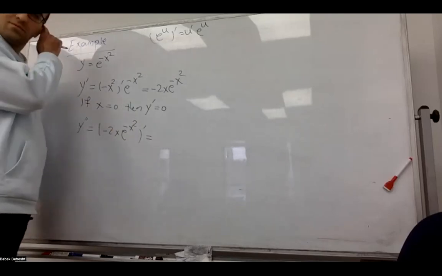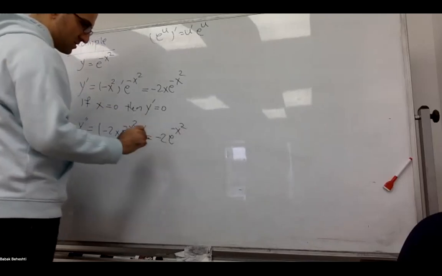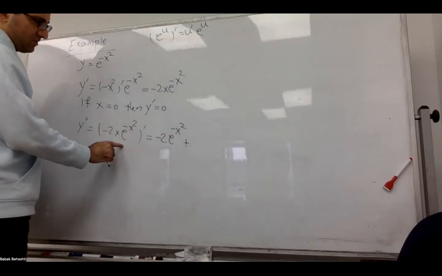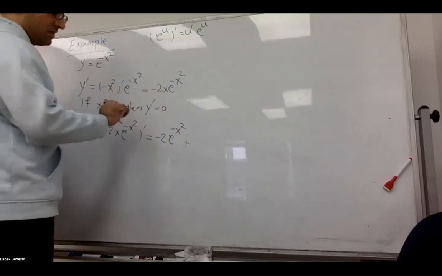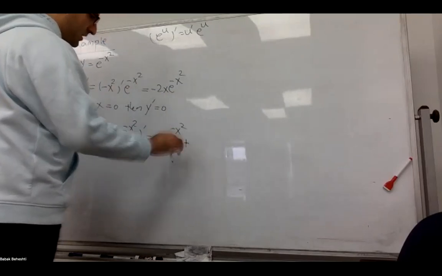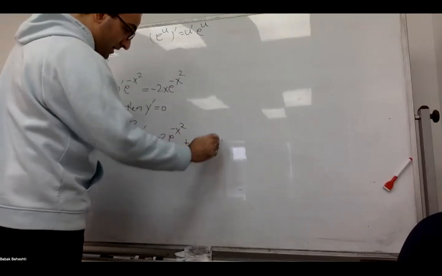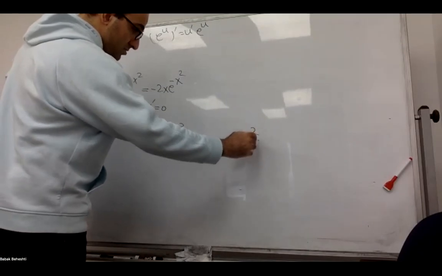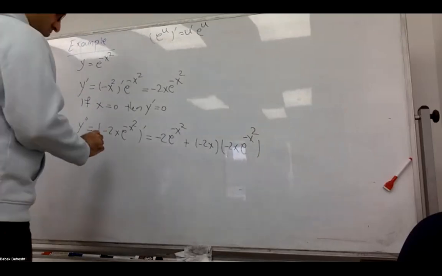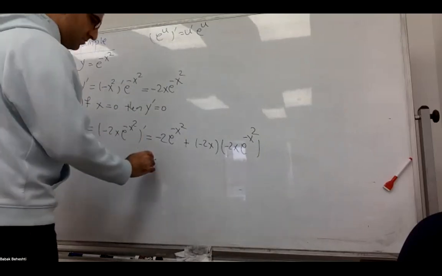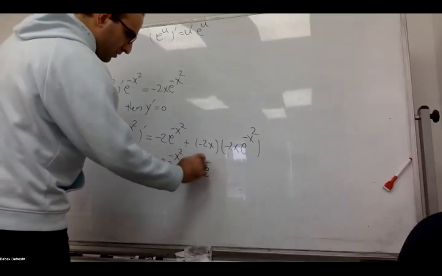The derivative of minus 2x is minus 2, times the second function, e to the power minus x squared, plus the derivative of the second function. But I know the derivative of this because I have it here. The derivative of e to the minus x squared is minus 2x e to the power minus x squared, times the first function. So you have minus 2x times minus 2x e to the power minus x squared. So y double prime is equal to minus 2 e to the power minus x squared plus 4x squared e to the power minus x squared.